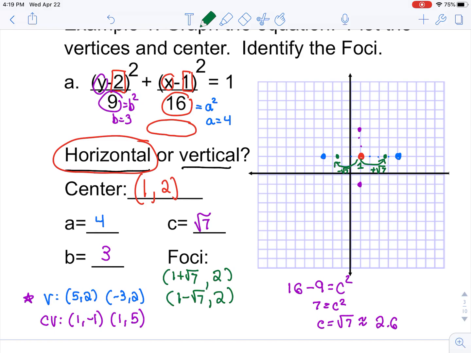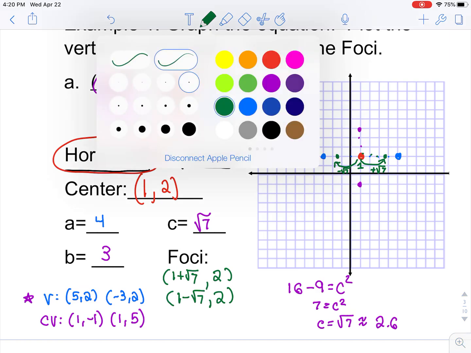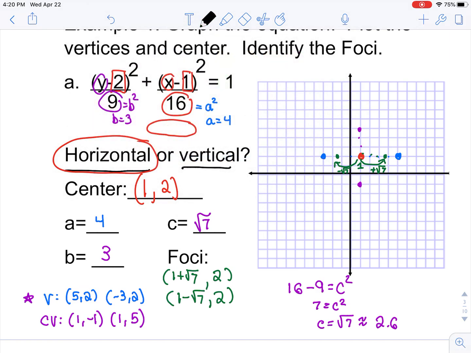Again, you want to be very exact when you are naming those focal points. Now, if you want to make sure that those points are accurate, put that 1 plus root 7 in your calculator, and you're going to see that that's about 3.6. And if you check where you plotted the point, 1, 2, 3, looks like we're a little bit past 3, so 3.6 makes sense. Okay, don't forget to draw your ellipse by connecting your vertices and co-vertices, and we are done.